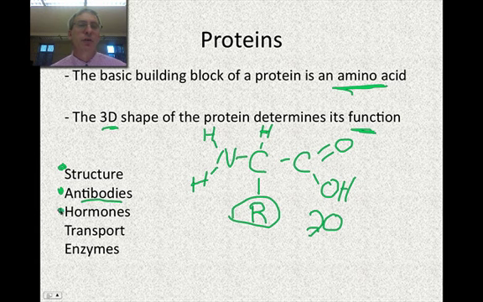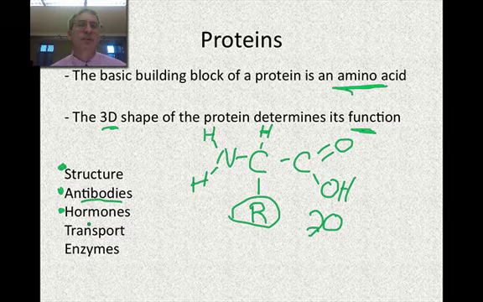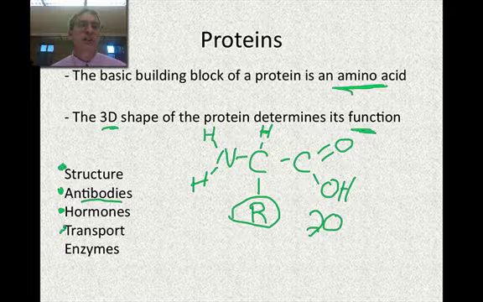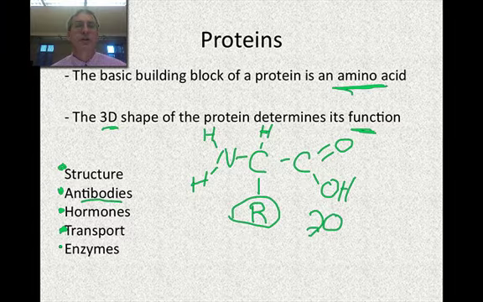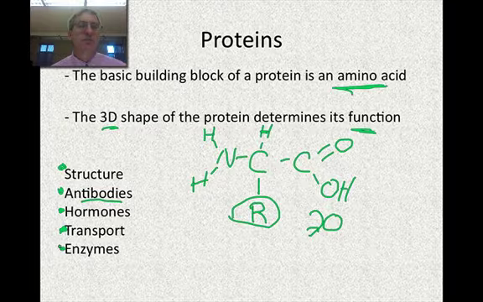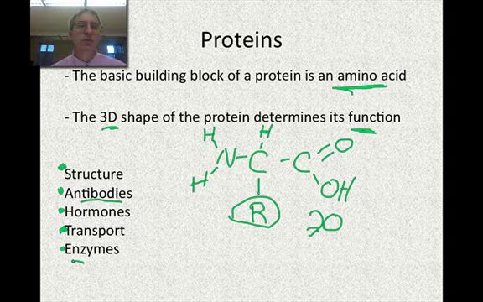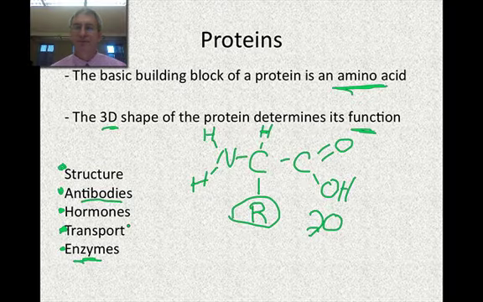They can be hormones. Many lipids are hormones, but some proteins are hormones, and they are chemical messengers within your body. Transport. Hemoglobin is a great example, the protein molecule that carries oxygen around through your bloodstream. And enzymes, molecules that will speed up chemical reactions in your body, and this will be worthy of a great deal of study in our class this year as well.